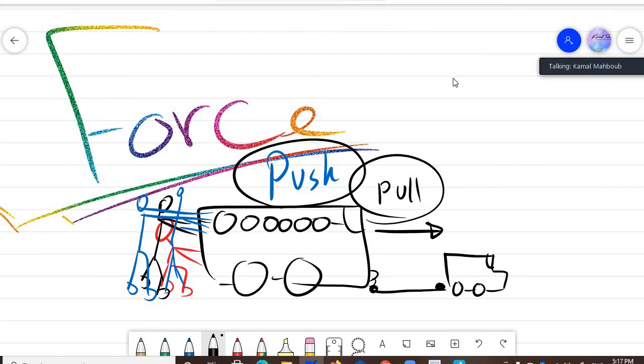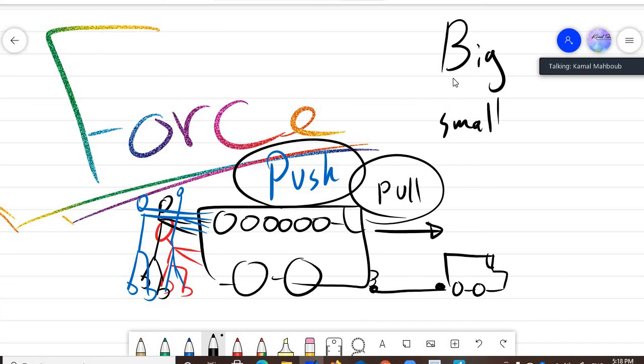As you see here, guys, force is a push or pull exerted on an object to change its motion or to change its position. Now, force may be big or small. We can use a big force or a small force.